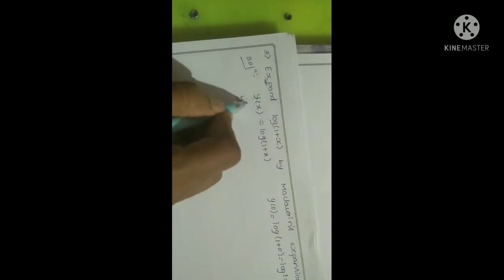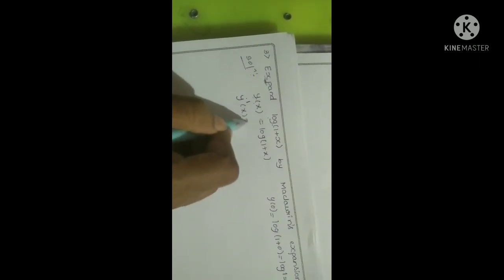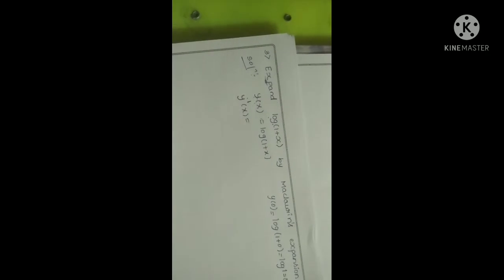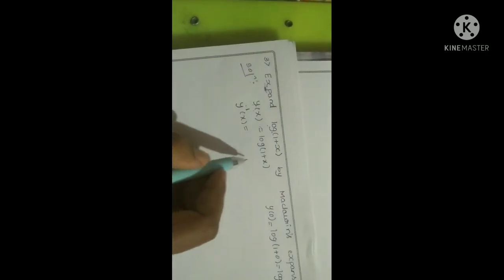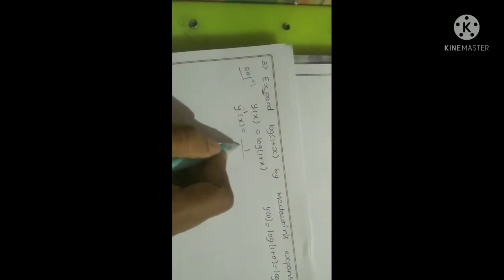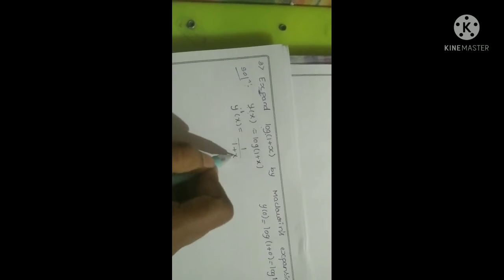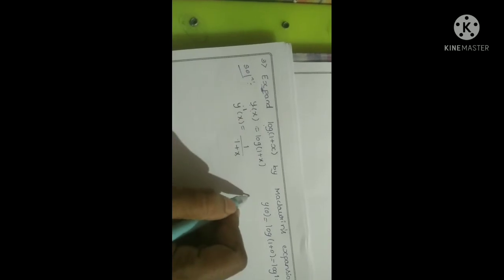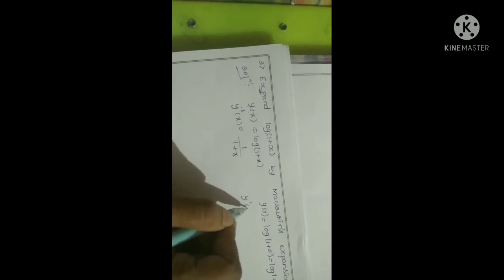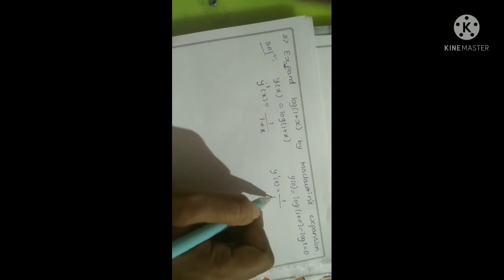So y of x differentiation is y dash of x, and log x differentiation is 1 by x. So what happens? 1 divided by 1 plus x. Differentiation of 1 is 0 and differentiation of x is 1. So what does y dash of x become? y dash of 0 equals 1 divided by 1 plus 0, which is 1.